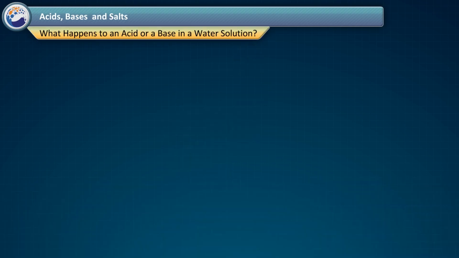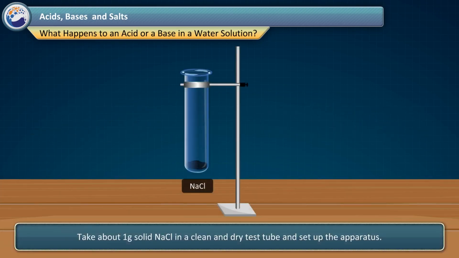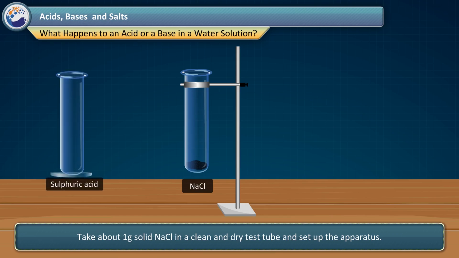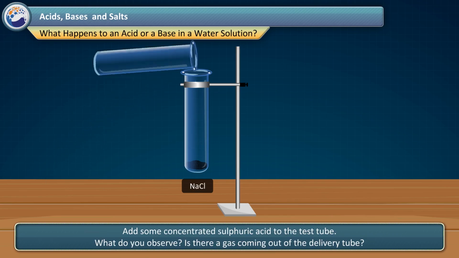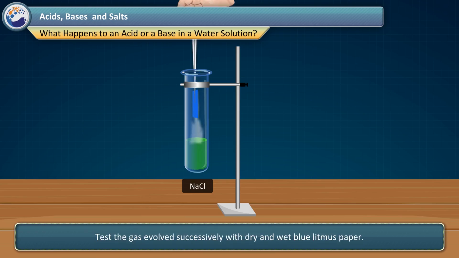What happens to an acid or a base in a water solution? Do acids produce ions only in aqueous solution? Take about 1 gram solid NaCl in a clean and dry test tube and set up the apparatus. Add some concentrated sulfuric acid to the test tube. What do you observe? Is there a gas coming out of the delivery tube? Test the gas evolved successively with dry and wet blue litmus paper. In which case does the litmus paper change color?